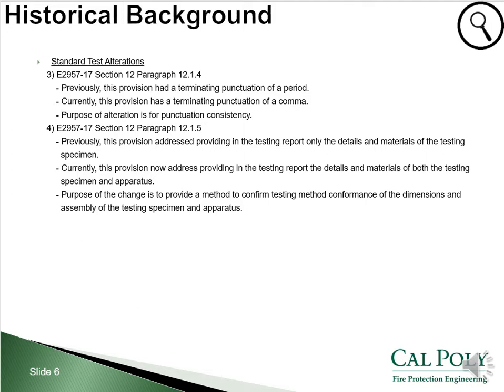Fourth, the previous edition addressed providing in the test report the details and materials of only the testing specimen. Now the provision addresses providing in the report the same information for both the testing specimen and apparatus. The purpose of the change is to provide a method to confirm testing conformance of dimensions and assembly.